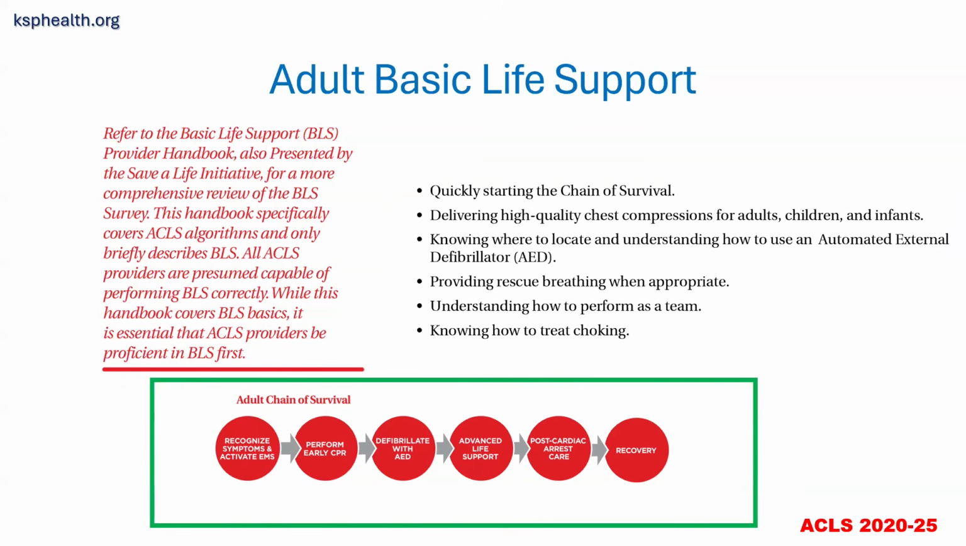Here we are going to just talk about adult chain of survival since it is going to be advanced cardiac life support for adult. The adult chain of survival follows this sequence: recognize symptoms and activate emergency medical services, perform early CPR, defibrillate with AED, advanced life support, post-cardiac arrest care, and recovery.